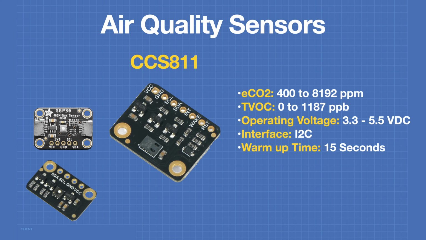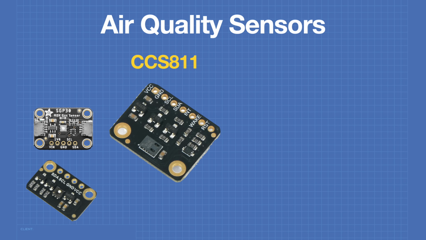The CCS811 is an older sensor that has been very popular in many projects. Before using it in a new project, however, you should note that the CCS811 sensor itself is no longer manufactured, as the company that made it is no longer in business. However, there are many modules that are still existing that use this sensor. It's capable of measuring CO2 as well as the total amount of volatile organic compounds in the air. It operates on 3.3 to 5 volts DC, has an I2C interface, and a warm-up time of only 15 seconds.